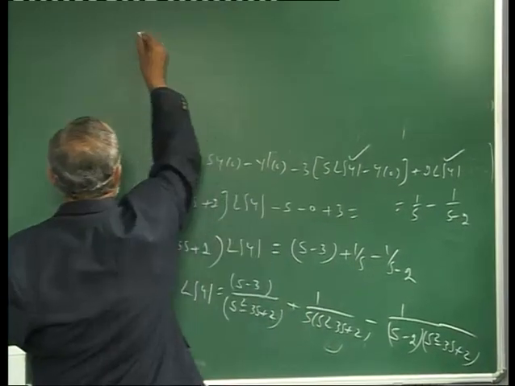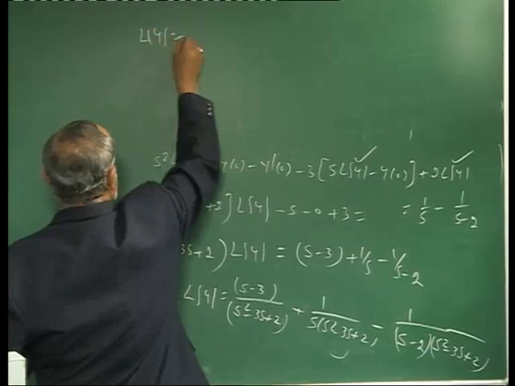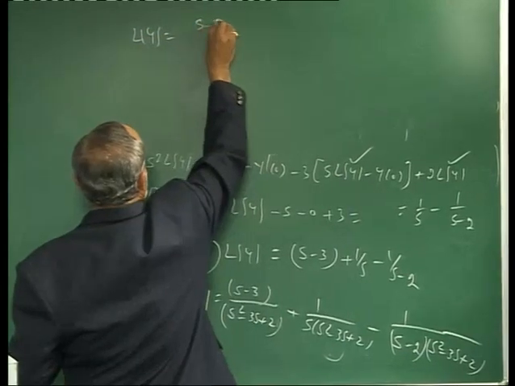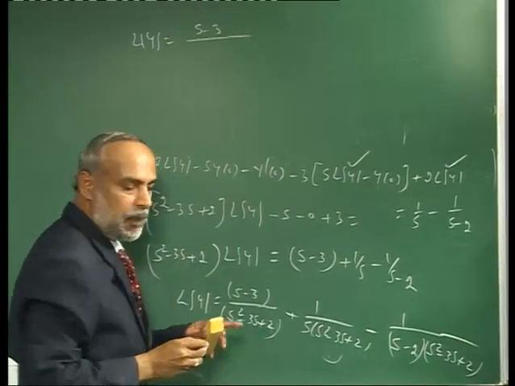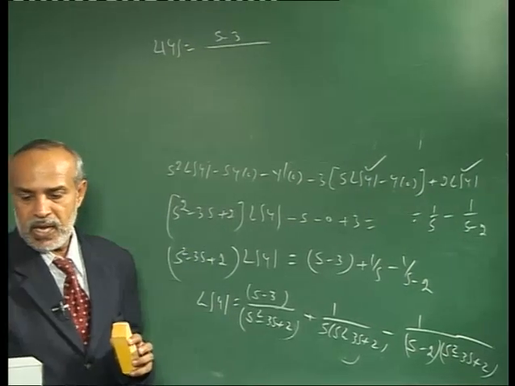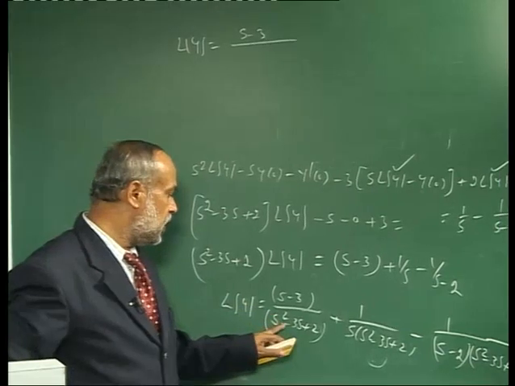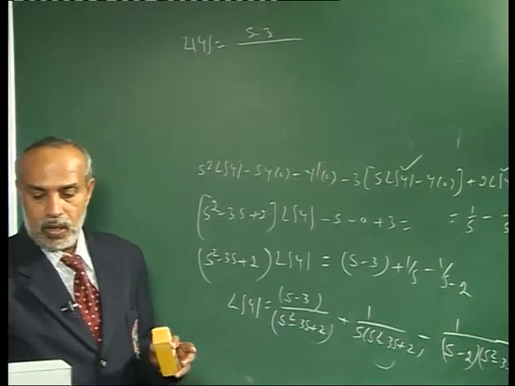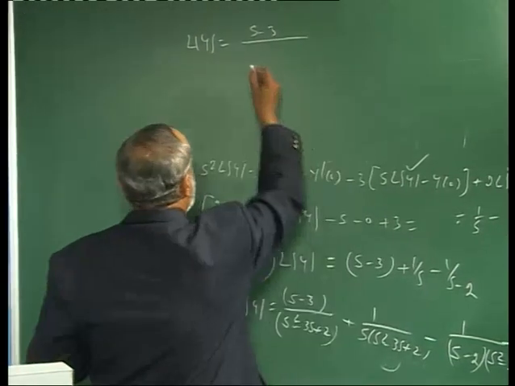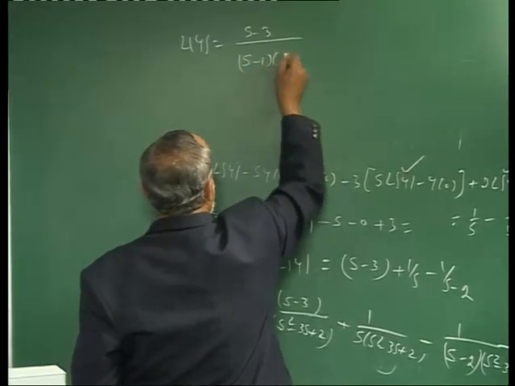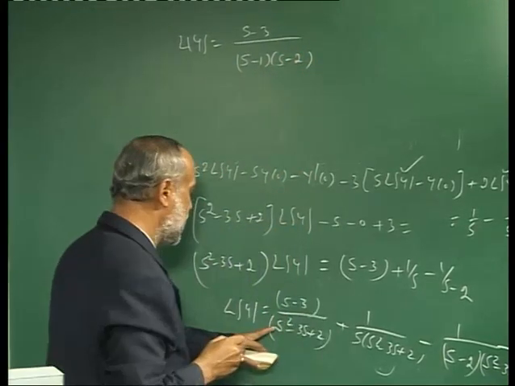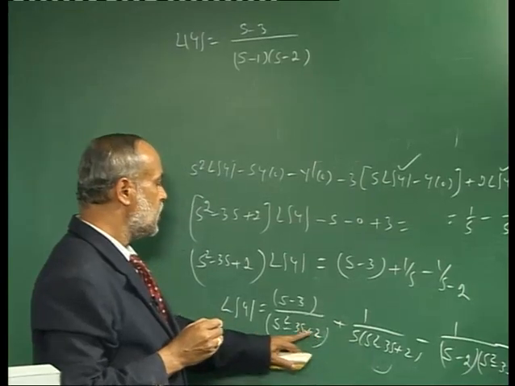Now, L of y is equal to (s minus 3) divided by (s squared minus 3s plus 2), which can be written as (s minus 1) into (s minus 2). You can write (s minus 1) into (s minus 2) as the factorization of s squared minus 3s plus 2.